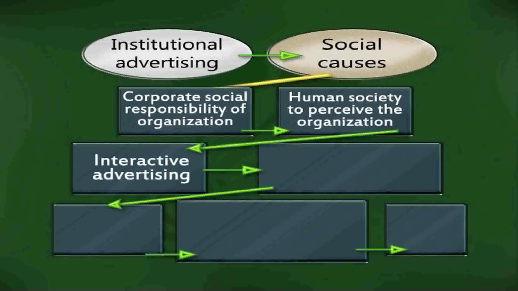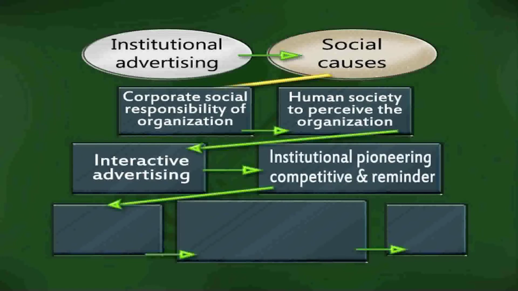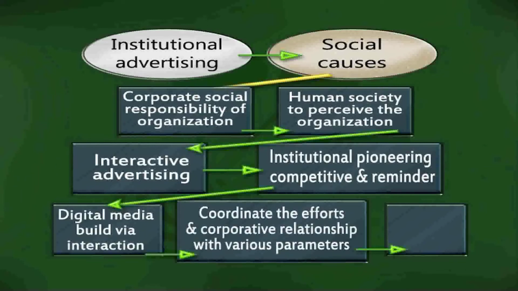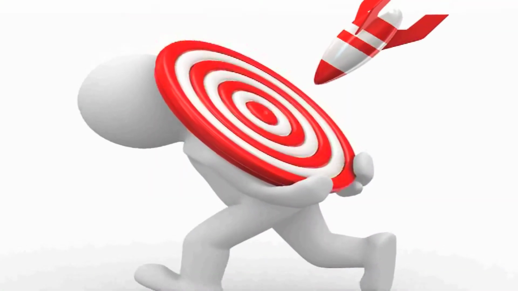Now we have the interactive advertising media, where the kinds of advertising basically relate to the institutional, pioneering, competitive and reminder. Here we take the help of digital media to build an interaction. Then we have to coordinate the efforts in terms of cooperative relationships with the various parameters and the actors which are happening in the market. The key issues relating to these kinds of advertising relate to advertising allowances in terms of the cost and the budget, the cooperative endeavors and the collaborations happening in the market. It is the integrated communication systems and the ethical concerns related to the advertisements. The vertical cooperation basically helps to enhance the value of the product which happens through the distribution channel.